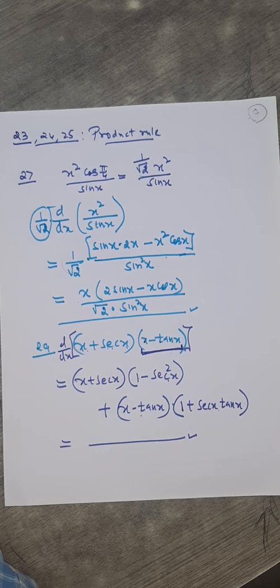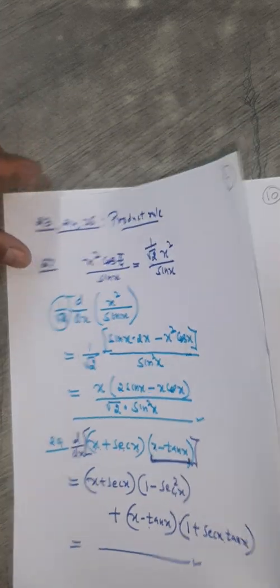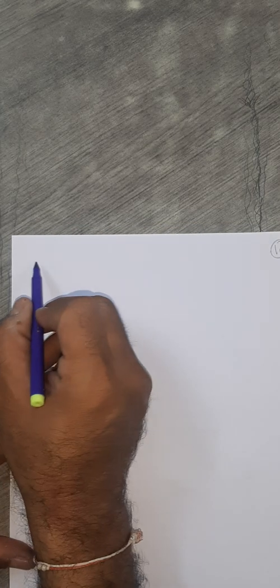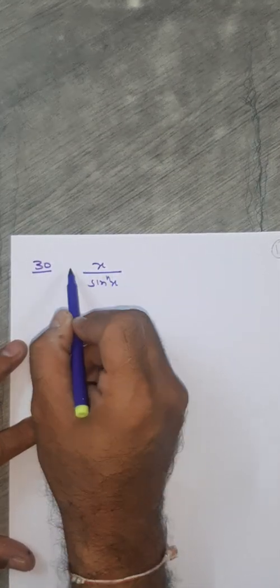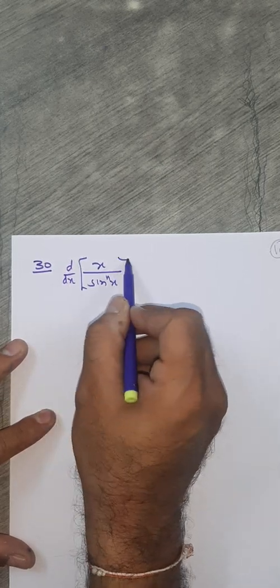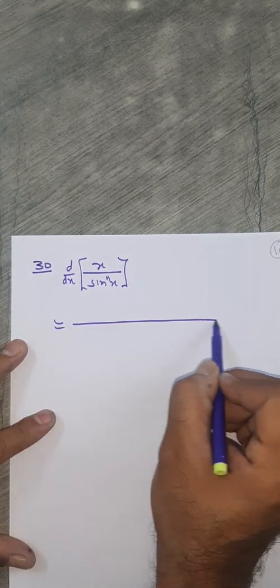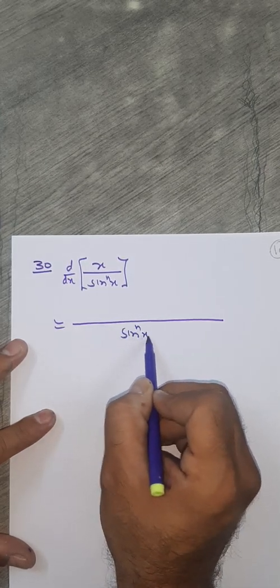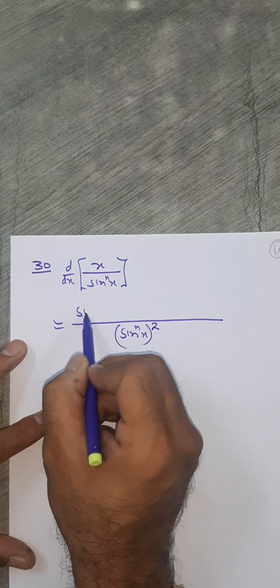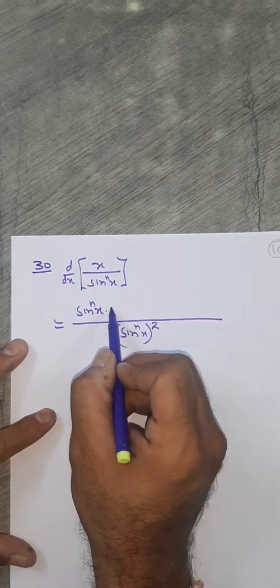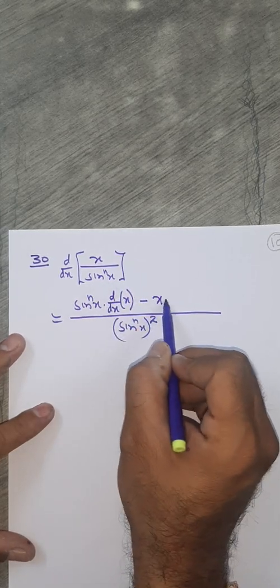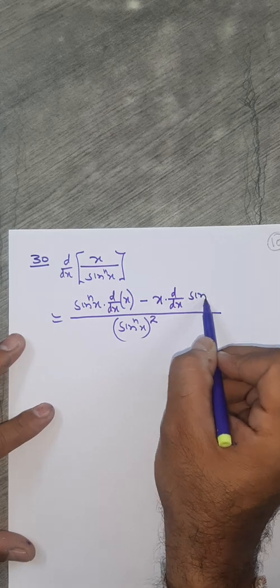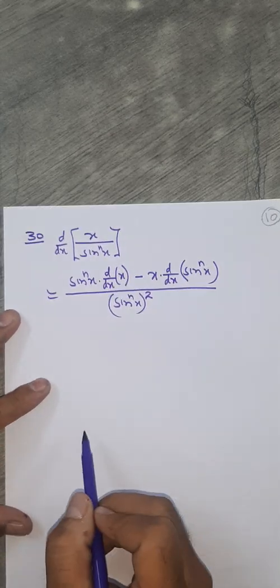Okay, and now the last question. There again you are going to use the division rule. The 30th question. You have x upon sine raised to n x, d by dx of this function. So what do we do? We use the division rule. Square the denominator function, sine raised to n x, the whole square. Sine raised to n x as it is, differentiation of x, let me write d by dx of x, minus x as it is, d by dx of sine raised to n x. This is what the division rule is.